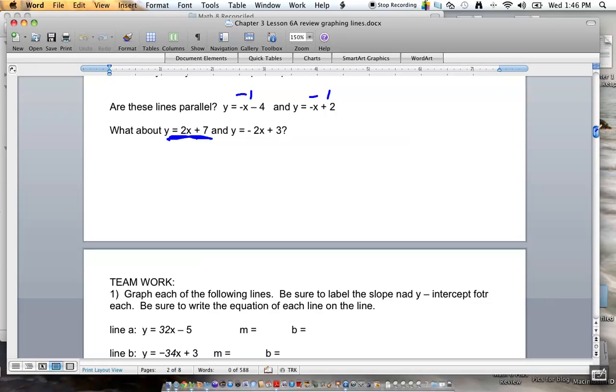Yes, say the word. She speaks to me in code. 2 it is. What's the slope of the second line? What do we got there, Christian? Negative 2. Those are not the same slope. They're close, but they are not the same. There you go. Nice. All right.